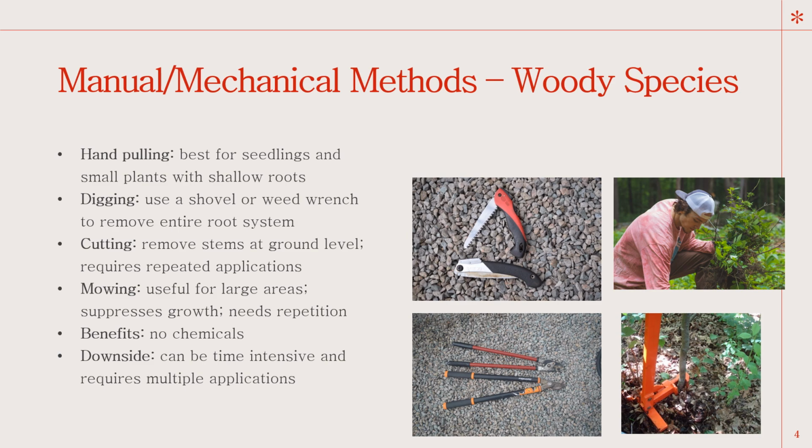Cutting means removing stems right at ground level or very close to it. The advantage is simplicity. The disadvantage is that it requires repeated applications. Many woody species will resprout from the roots, so cutting alone is often just the first step, not a long-term method. Mowing is useful for large areas and can suppress growth, but like cutting, it needs to be done repeatedly over time to exhaust a plant's root reserve. And for woody species, usually involves having special equipment to do that because a normal lawnmower wouldn't be able to handle cutting down a woody plant.